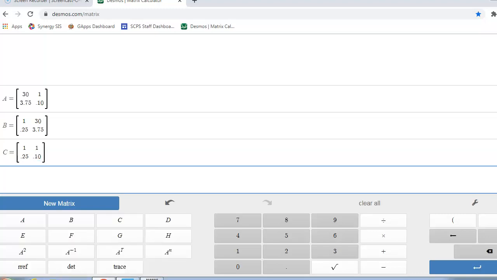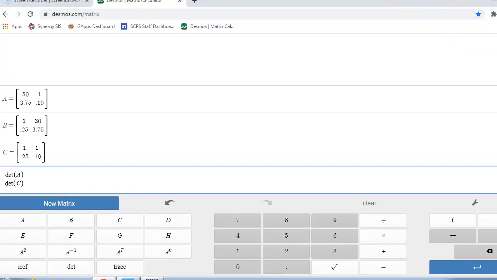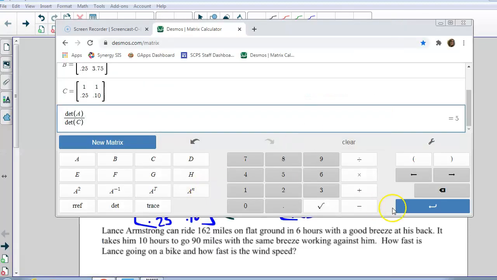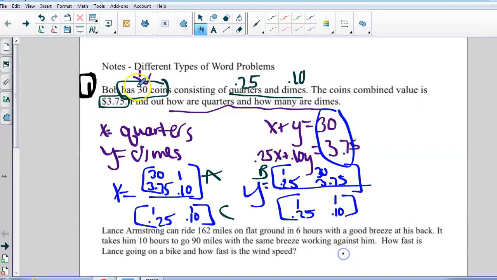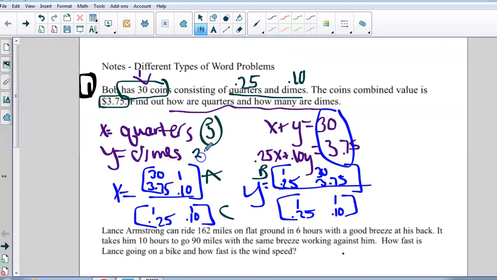And if I want to solve for my number of quarters first, I'm going to type in DET of A divided by DET of C. And this will work for any x value you have. I know that my screen isn't quite big enough, so let's see if I can shrink this down just a little so you can see the whole thing. So what we've got here is x is equal to 5, so that means that I have 5 quarters. And then the dimes are my y, so I'm doing DET of B divided by DET of C. And that gets me 25 dimes.